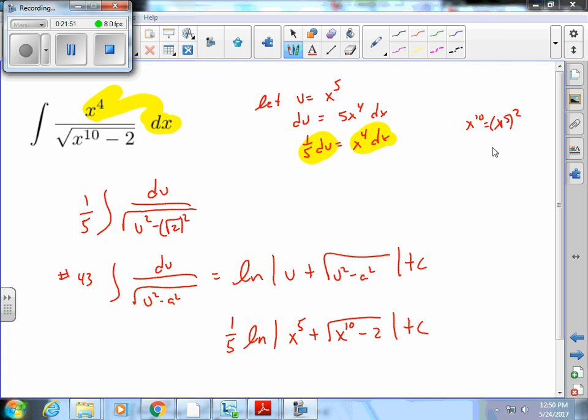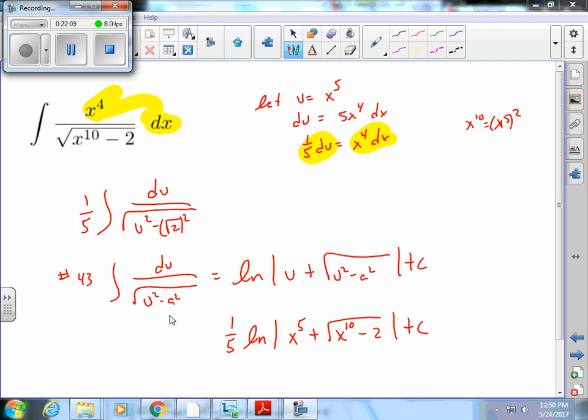Just a quick note, x to the 10th is the same thing as x to the 5th squared, just to remind us. So I can't get rid of that 1/5. I need to still have it, otherwise I've changed my problem. So here's my 1/5 out front. I rewrote it as a du now because I did a u substitution. Instead of writing 2, I can write that as the square root of 2 being squared.